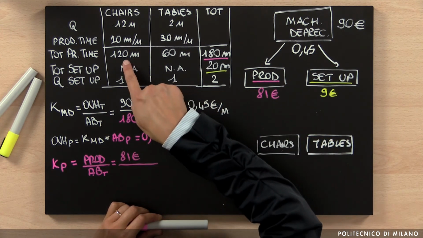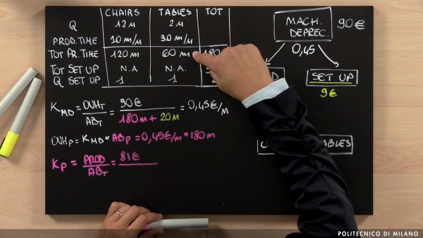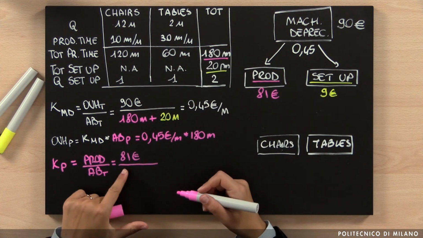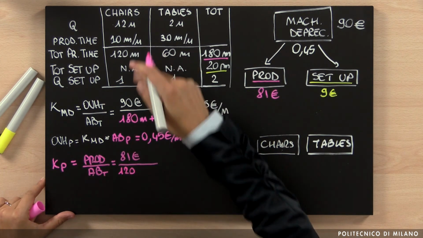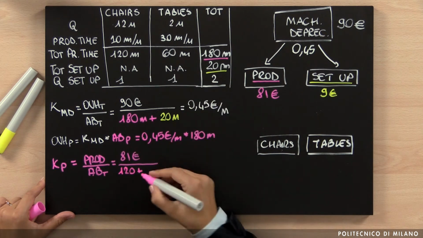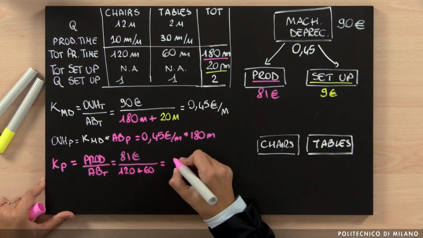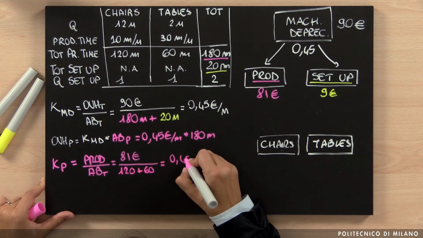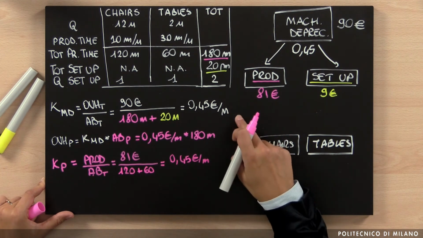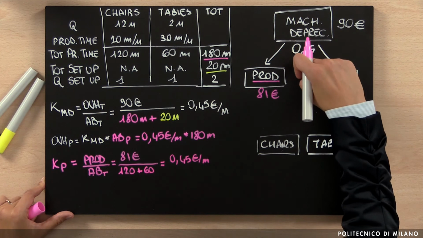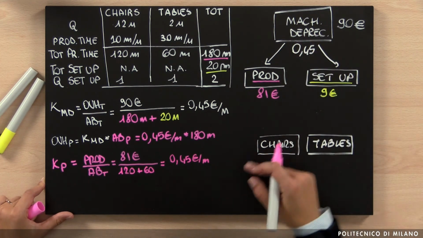Again, we can see that the time for producing chairs is 120 minutes and the time for producing tables is 60 minutes. So we can divide these 81 euros by 120, which is the allocation basis of the chairs, plus 60, which is the allocation basis of the tables, so that we will obtain 0.45 euros per minute. In this case, we have found the same allocation coefficient, but the reason why is because we are using the time as an allocation coefficient for both of the cases.